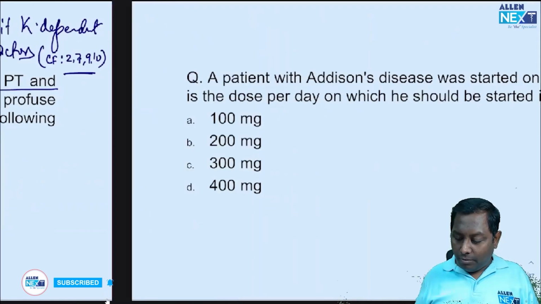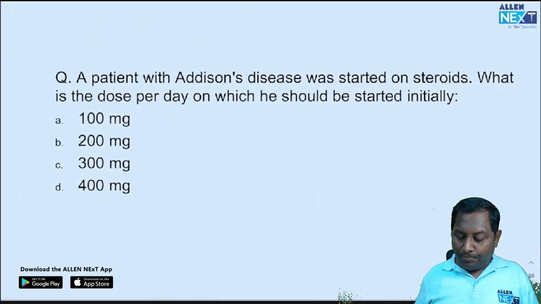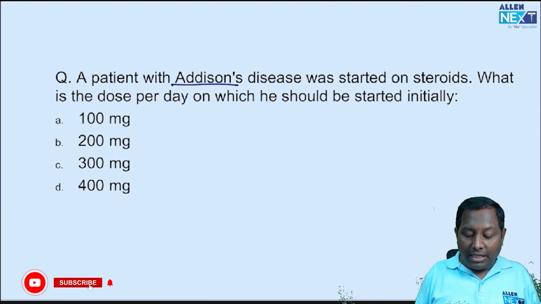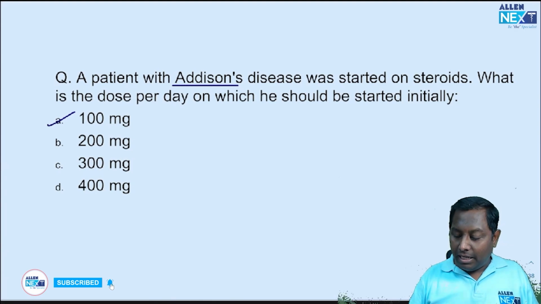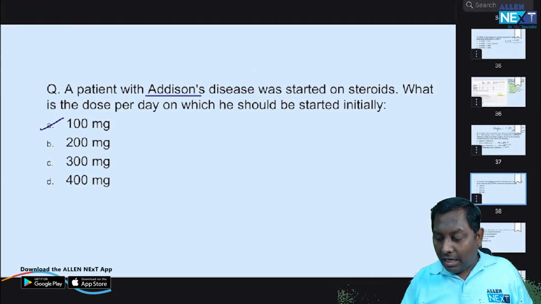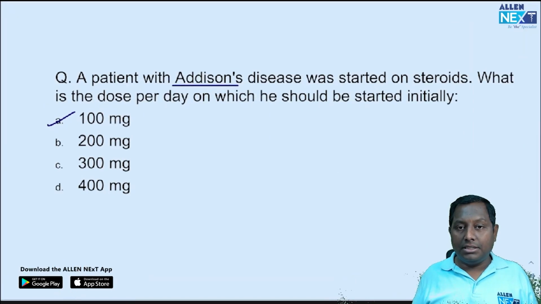We are having one more question. This is integrated with medicine, I would say. This is purely integrated with medicine. In Addison's disease, what will we start with? So we will be starting with 100 milligram. We are going to start with 100 milligram of steroid in Addison's disease.